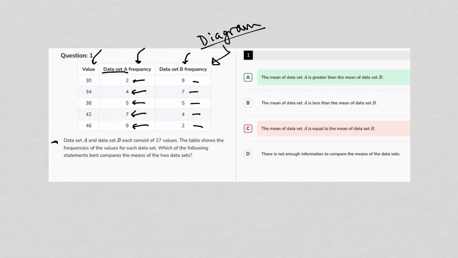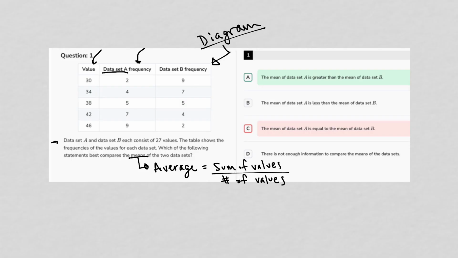So the table shows the frequencies of the values of each data set. We see that. Which of the following statements best compares the means of the two data sets? All right, well, how do you find the mean? Well, first of all, knowing that the mean is the same as the average, you're finding the sum of values divided by the number of values. So we're going to find the mean for each data set.